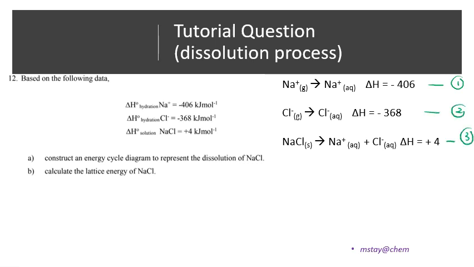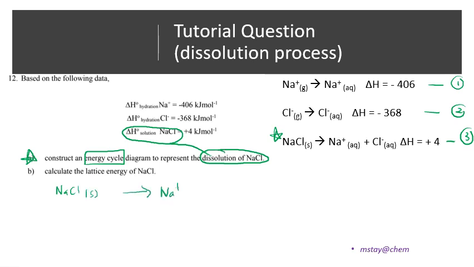Okay. So now we look at question A, construct an energy cycle diagram. In this question, it is very specific. They want us to construct the energy cycle to represent the dissolution of NaCl. To start this question, we have to write the thermochemical equation for the solution of NaCl. We already wrote thermochemical equation number 3 here. So we just start from here, NaCl solid, and then produce Na+ aqueous and Cl- aqueous. The enthalpy change for this chemical reaction is positive 4.